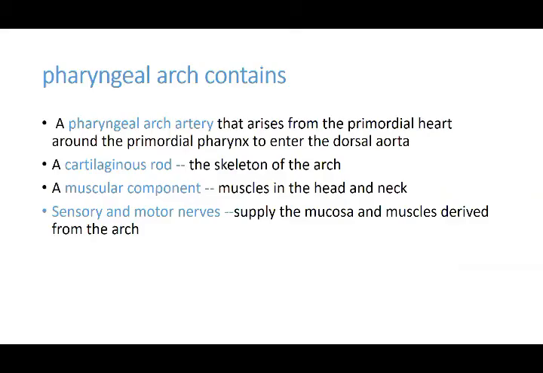Now, a pharyngeal arch, as I've already said, contains a pharyngeal arch artery that arises from the primordial heart around the primordial pharynx to enter the dorsal aorta. So it has its artery coming from the dorsal aorta, which is developing. It has a cartilaginous rod, the muscular component of the head and neck, and the sensory and motor nerves supplying the mucosa and the muscles derived from the arch. So these four are the components of each pharyngeal arch.